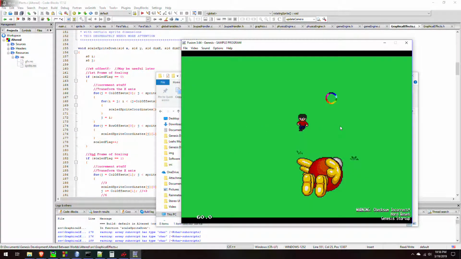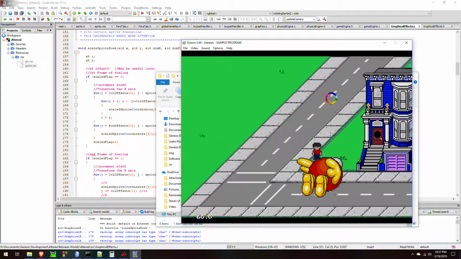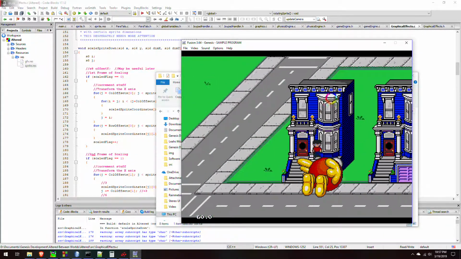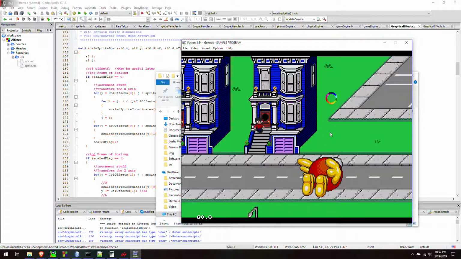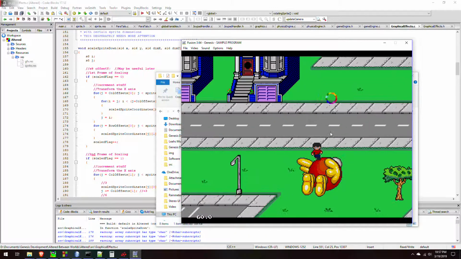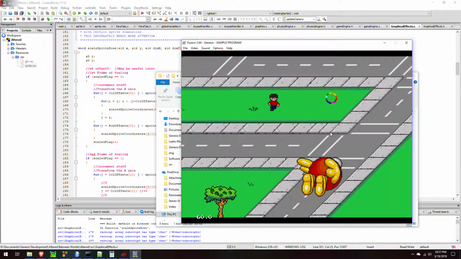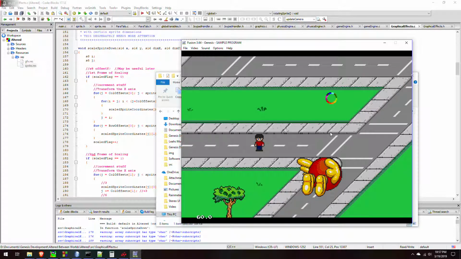Here you go. This is a demo of what I've accomplished. So as you can see, I've got dynamic map loading, I've got scaling, I have rotation. The rotation is done using palette swapping.